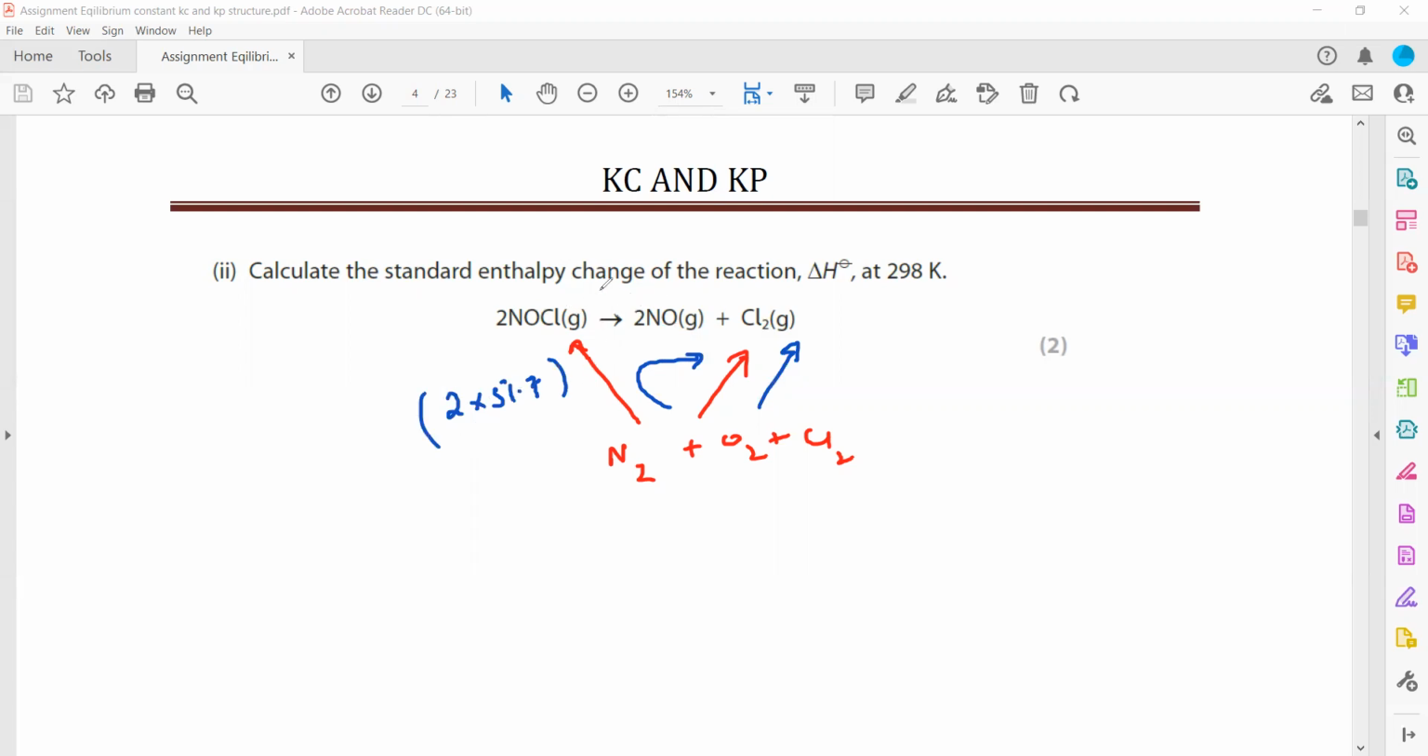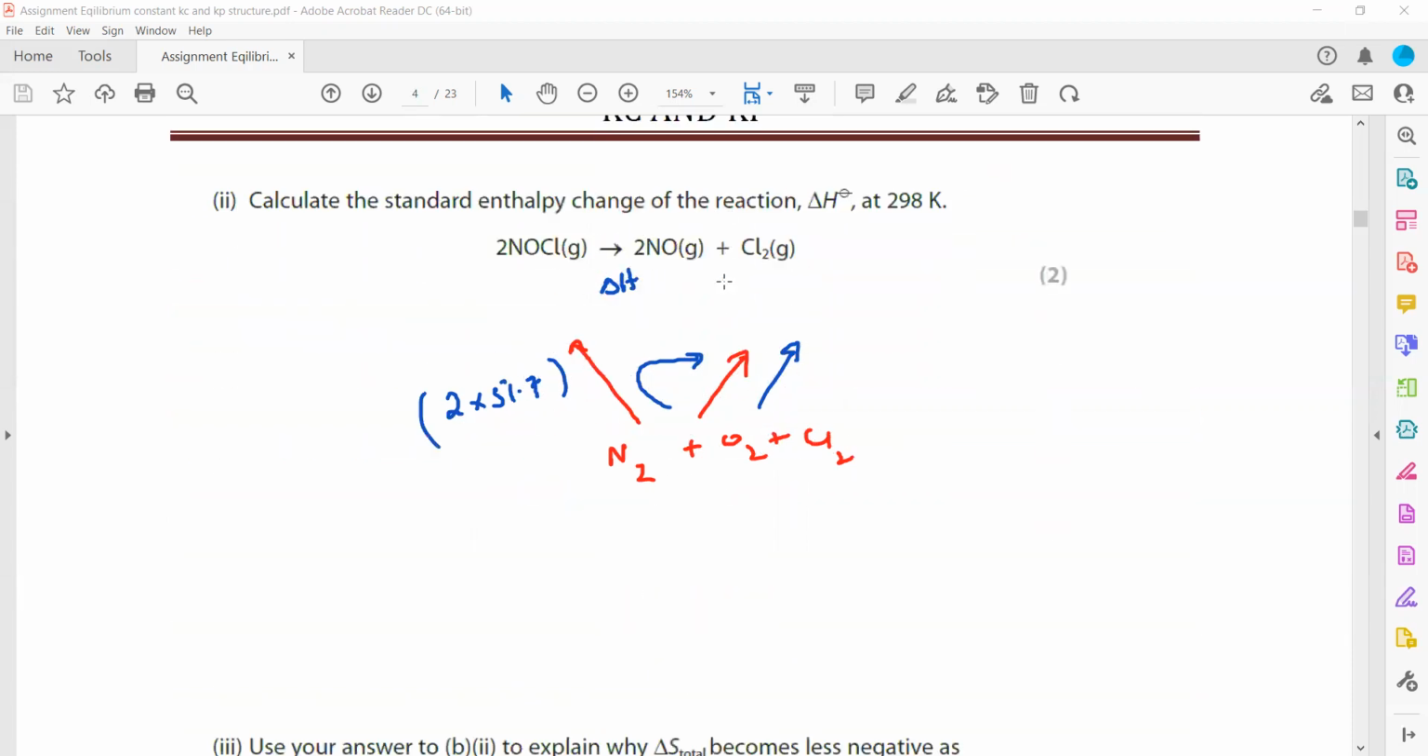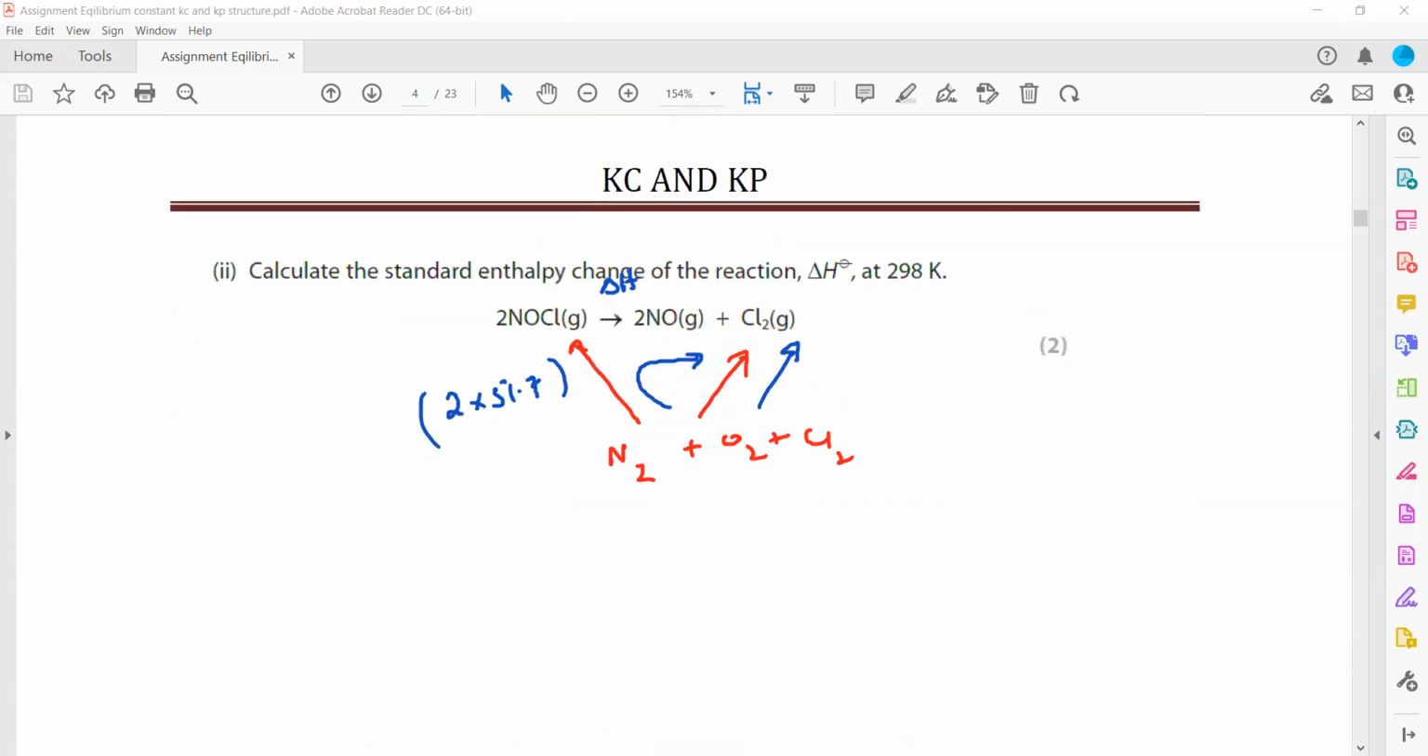Then the enthalpy change of this reaction we are defining, and when 2 moles of NO are formed and 1 mole of chlorine, if 2 moles of NO formed, so that is 90.5.